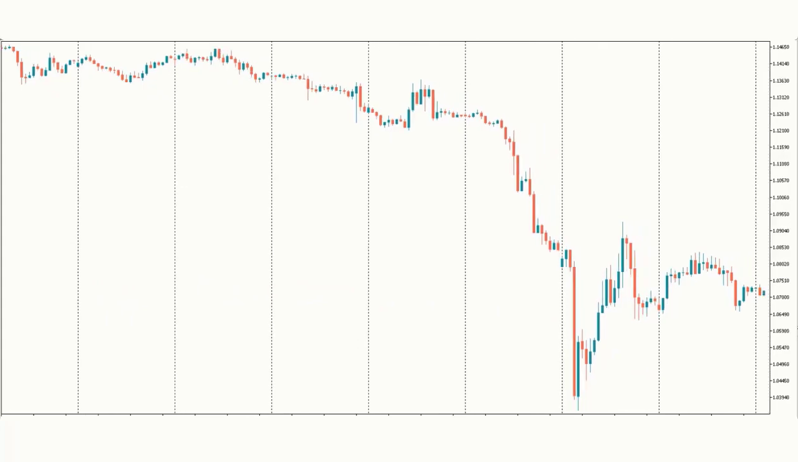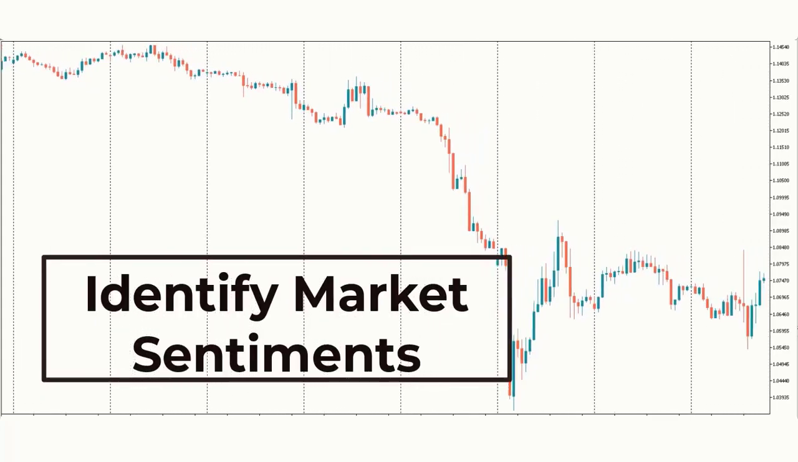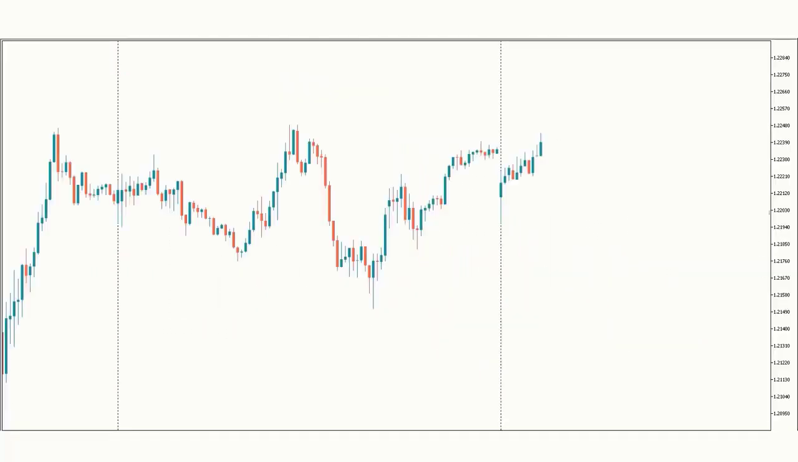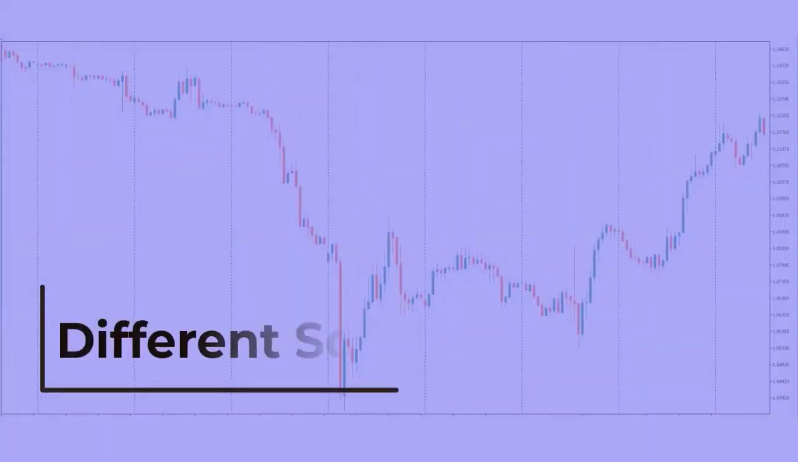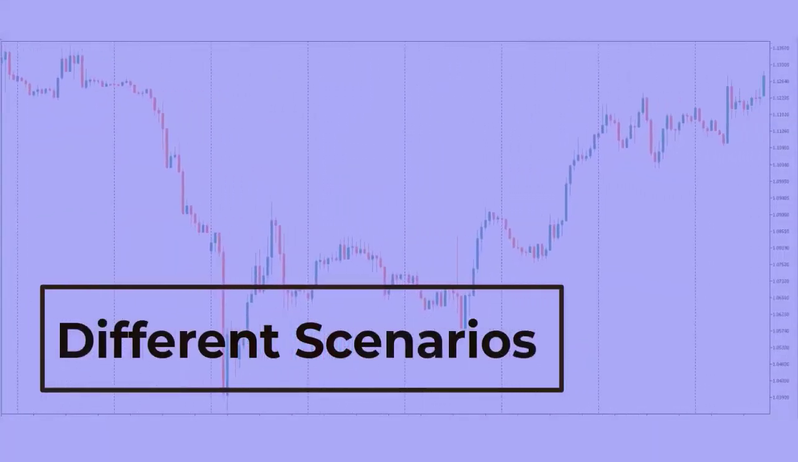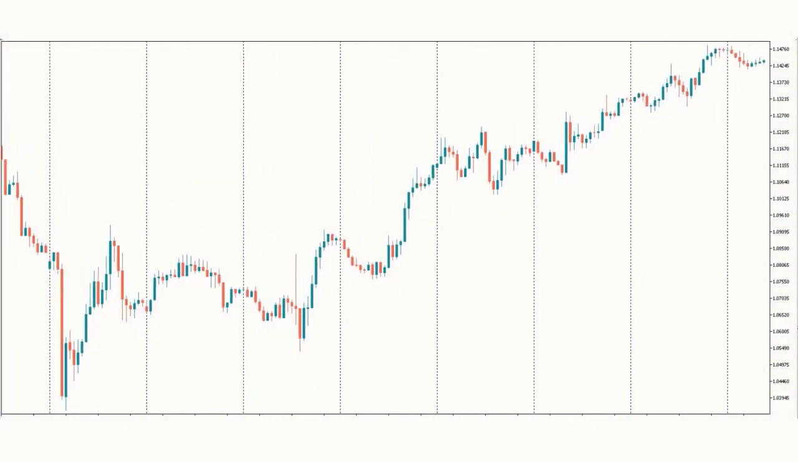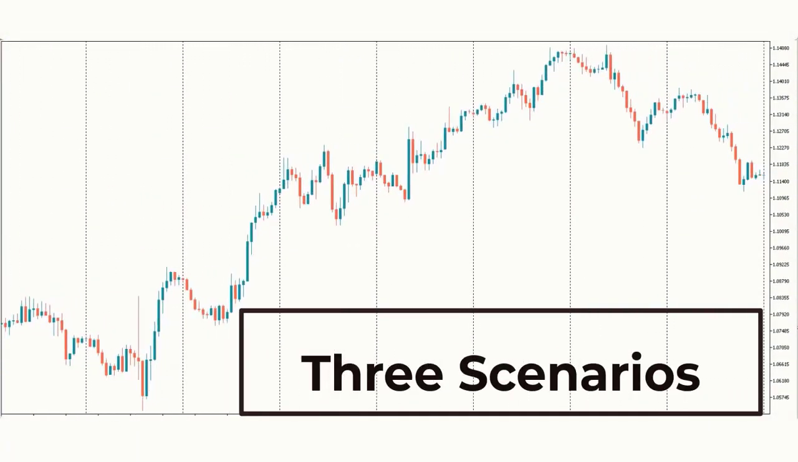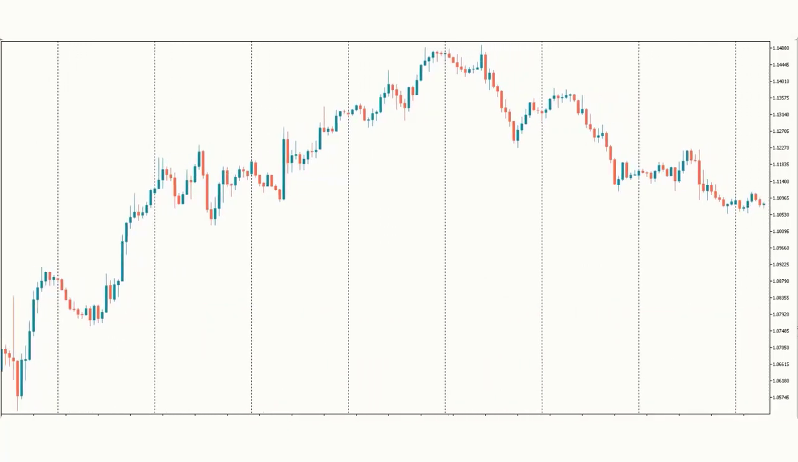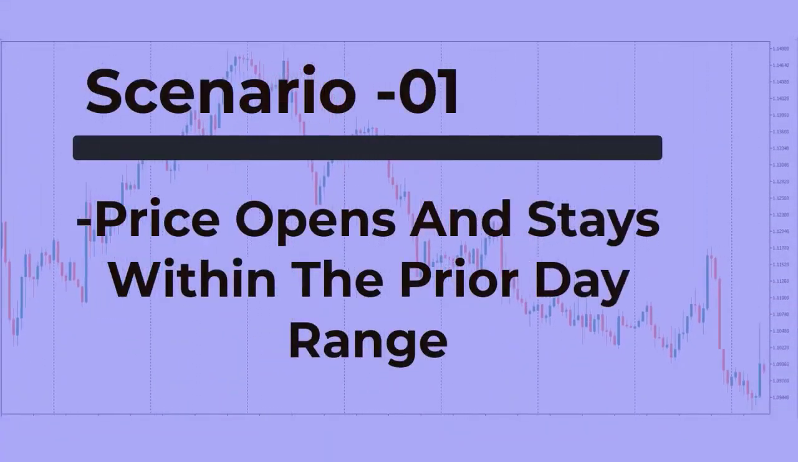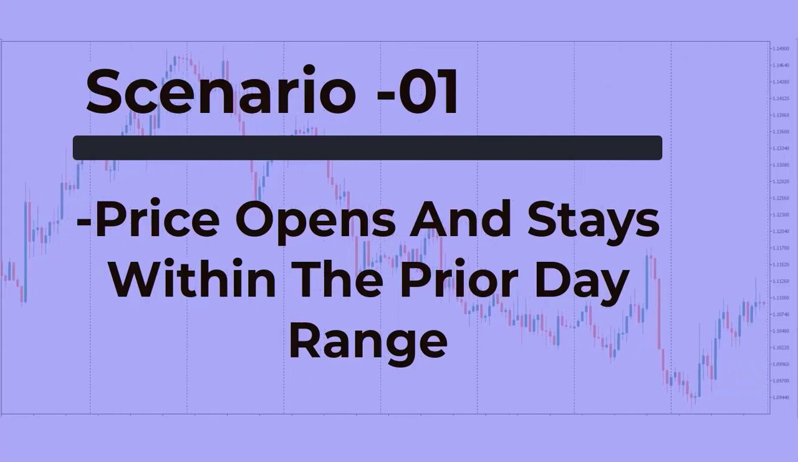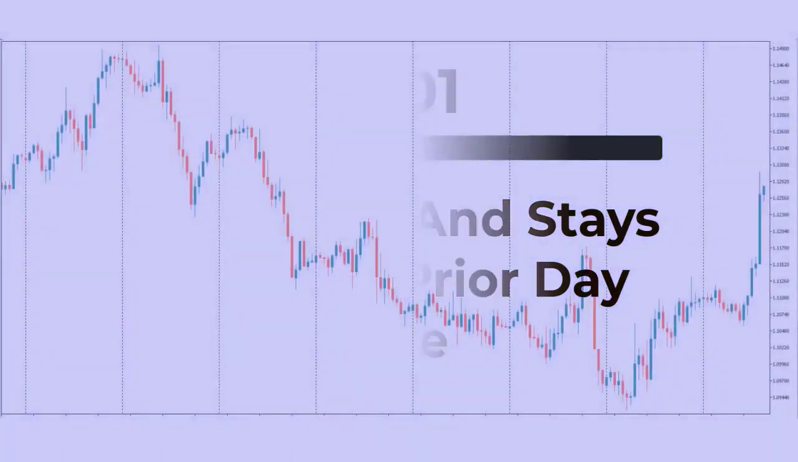In this strategy we aim to identify the market sentiment by looking at the current day's opening price compared to the prior range. Now let's understand different scenarios involving the prior day range. There are 3 scenarios that can happen on the open for the current day. Scenario number 1. The price opens and stays within the previous day's range.